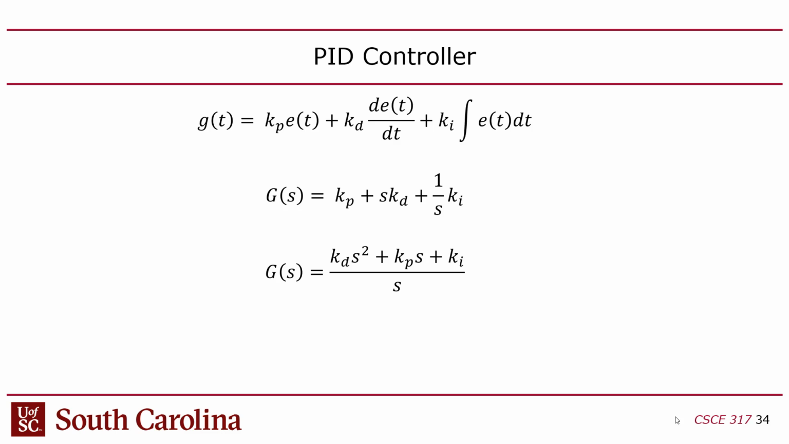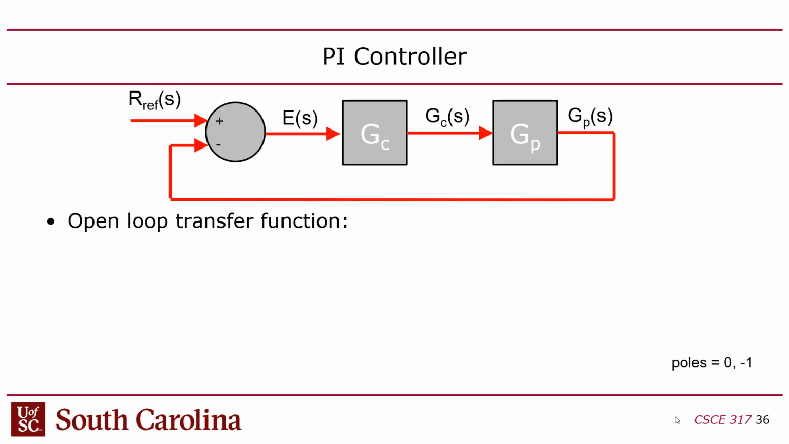Notice the I doesn't have any S over minus 1 because we multiplied everything by S over S, right? Okay, and then the PI controller would be the same thing, the same thing without the derivative. And by the way, you guys remember what those things do, right?